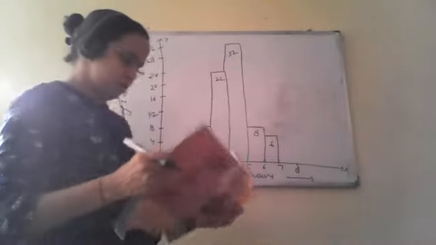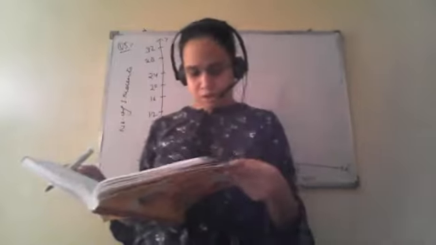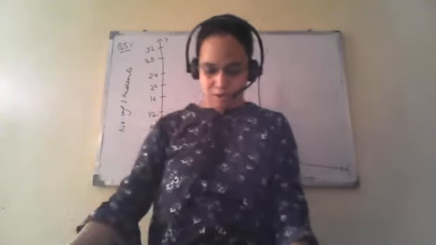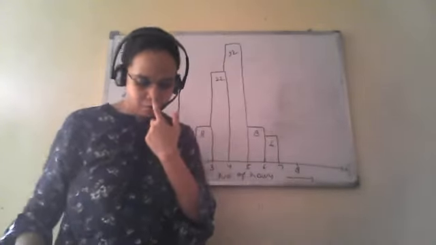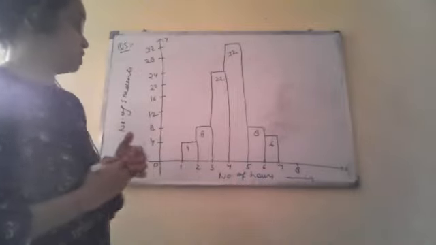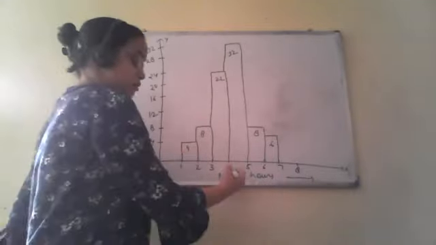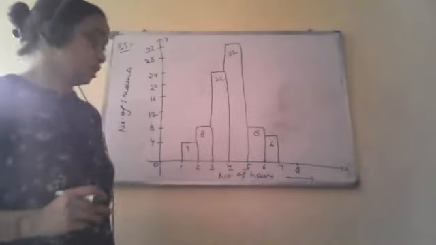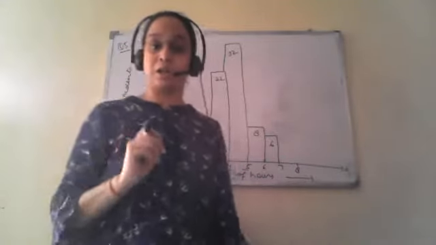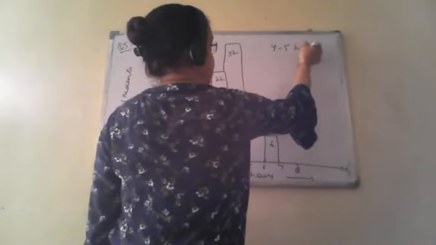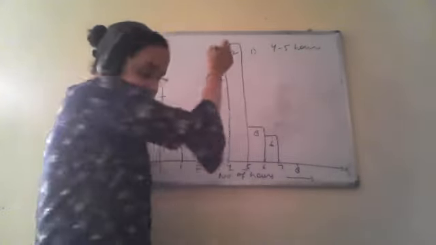So this is the graph. So we have to answer the following questions. For how many hours did the maximum number of students watch TV? So the maximum number of students is 32. So this comes in the interval 4 to 5 hours. So 32 students have watched television for 4 to 5 hours. Okay, so the answer for the first part is 4 to 5 hours.